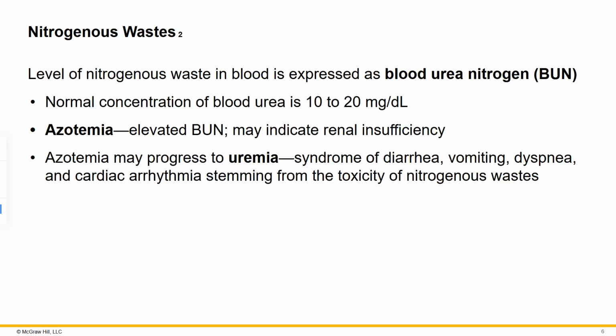Normal concentration of blood urea is 10 to 20 mg per deciliter. Azotemia is an elevated BUN. It may indicate renal insufficiency. Azotemia may progress to uremia, which is a syndrome of diarrhea, vomiting, dyspnea, and cardiac arrhythmia stemming from the toxicity of nitrogenous wastes.